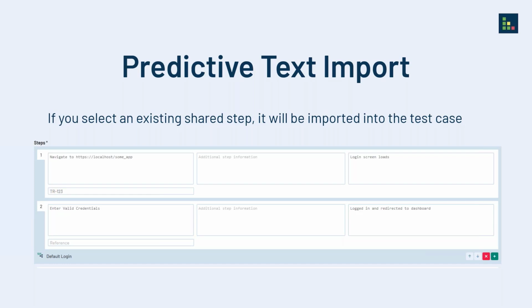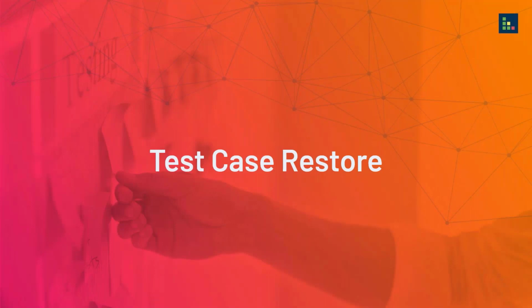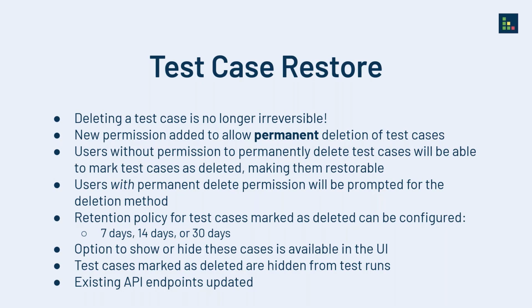So let's move on to the next major feature in this release, which is test case restore. So previously, if you deleted a test case in TestRail, it was permanent, immediate, and not reversible without a restore of your TestRail database. So now we've added a permission layer to allow the permanent deletion of test cases. So users without permission to permanently delete test cases will be able to mark test cases as deleted, making them restorable. Users with permanent deletion permission will be able to either permanently and immediately delete those test cases or be prompted to mark them as deleted.